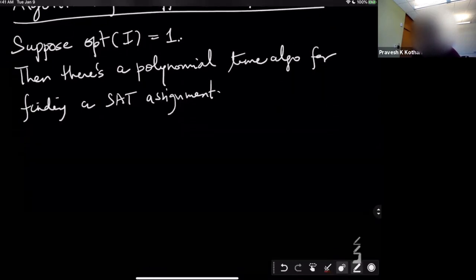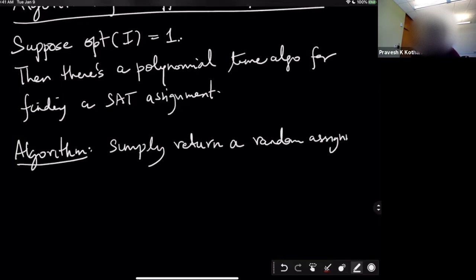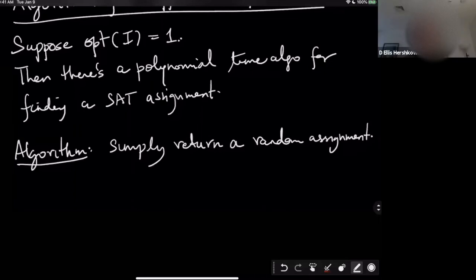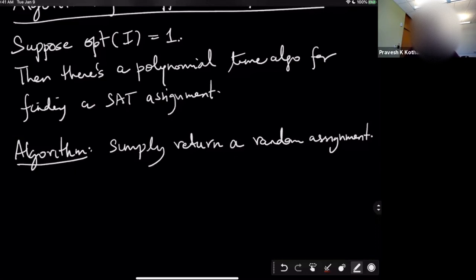So, there's one algorithm that we saw in the context of max-cut when we started discussing the max-cut problem, which was to simply return a random assignment. What fraction of constraints does a random assignment satisfy for KXOR? Half. Again, feel free to unmute. Half of the constraints. Right. Absolutely. Tim is absolutely correct. So in expectation, a random assignment must satisfy half of the constraints.